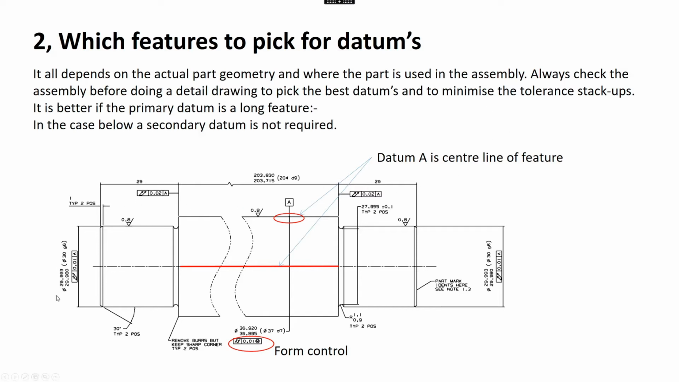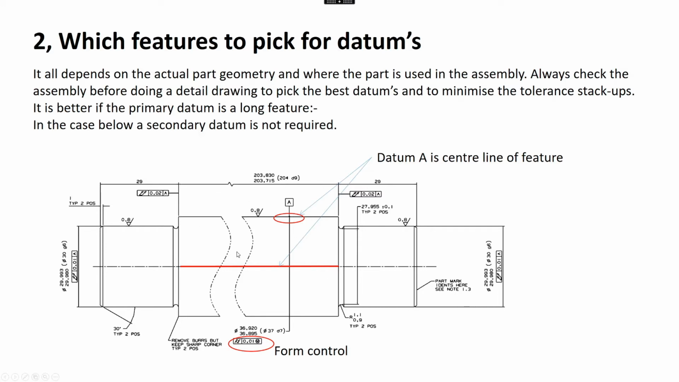So in this case, we've got this component here, and we've got a diameter here and 2 diameters at the end. So in this case, this surface from this point here to this point here is quite long. So it's 203 millimeters long from here to here. So it's quite a long surface. So this is an ideal surface to pick for datum A, especially if it's an important surface, and it is because we've got a surface finish symbol here, likewise here and here. So this surface is important to be as good as possible to this surface and to this surface.